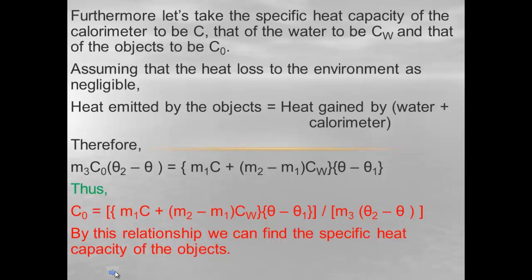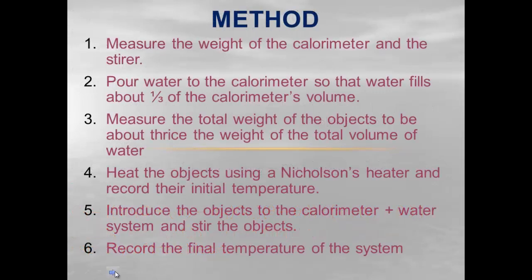So we can do a sample experiment like this. The method of this experiment is that first of all we measure the weight of the calorimeter and the stirrer, so that is m1. As a second step we need to find the mass of water. What we do is pour water into the calorimeter so that water fills about 1/3 of the calorimeter's volume. We don't actually need exactly 1/3, it can be 1/4 or even 1/5 or even 3/10, right? But it shouldn't be at least half.